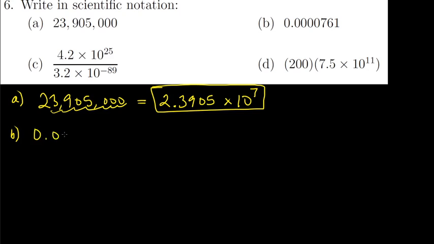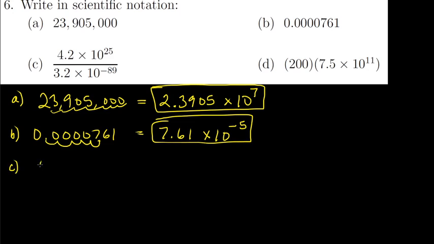Part B, we have 0.0000761. So here we're moving the decimal to the right. This is a small number, so it's going to get a negative exponent, right? So we want 7.61 times 10 to the negative, let's count, 1, 2, 3, 4, 5, right? So negative 5.